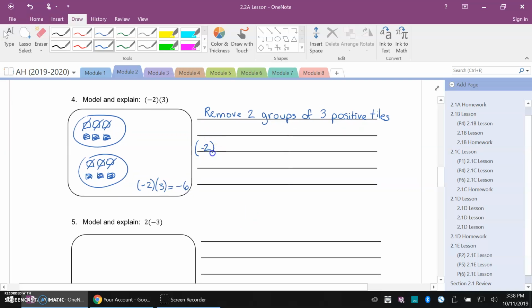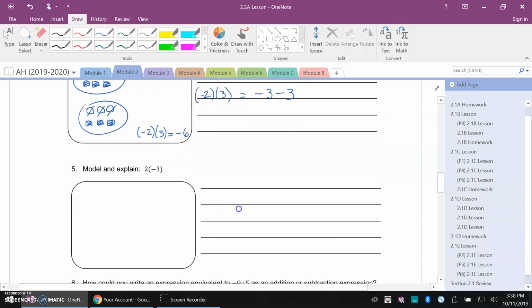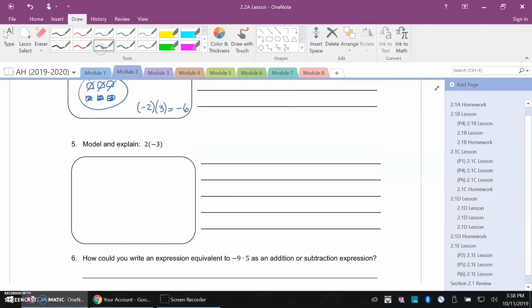So when we need to write an expression out of this, it's going to be a subtraction expression that we read remove 3, remove 3. Why don't you go ahead and try number 5 on your own? Another good time to hit pause. Okay, let's see how you did. 2 times negative 3 means we're going to be putting in 2 groups of 3 negative tiles.